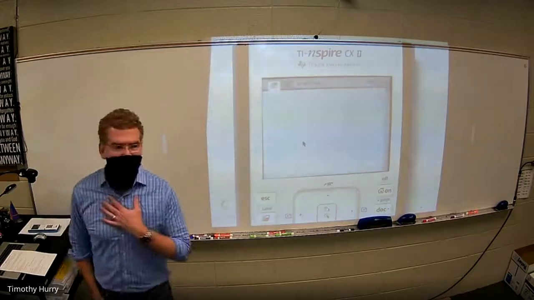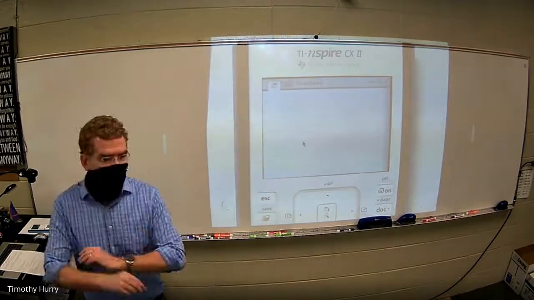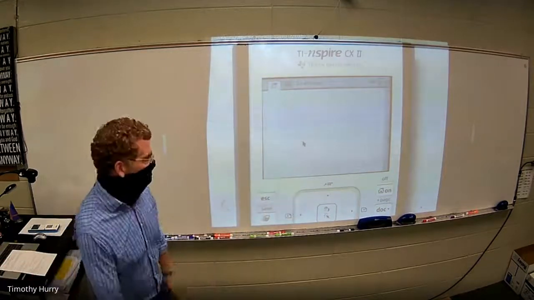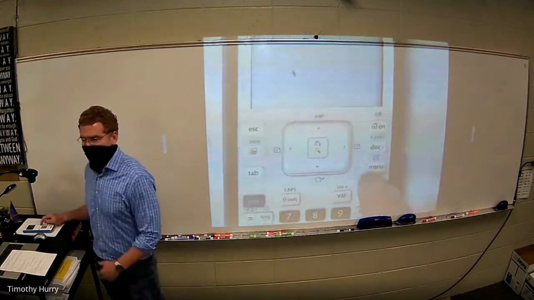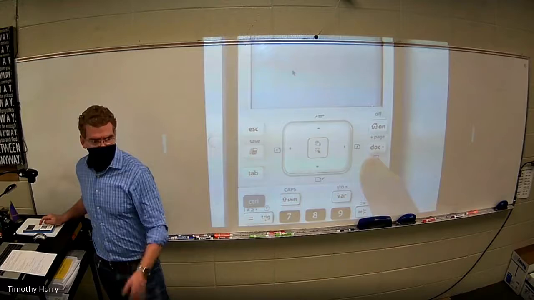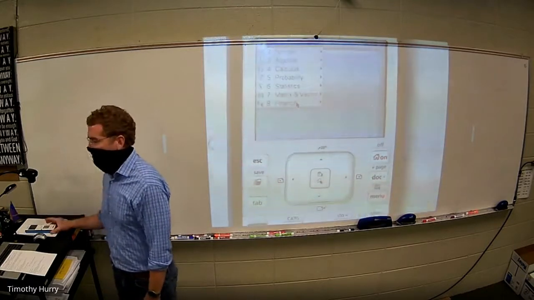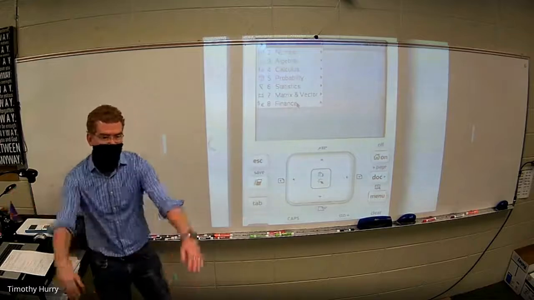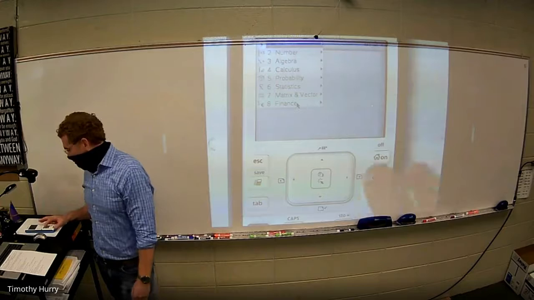So if I want to actually calculate a derivative, what I'm going to do, like I almost do in any situation, is go to my menu button, because that's kind of the source of all goodness. When I click the menu button right here, you can see all kinds of different things, and one of your options is calculus. So I'm going to hit the 4 button for calculus.